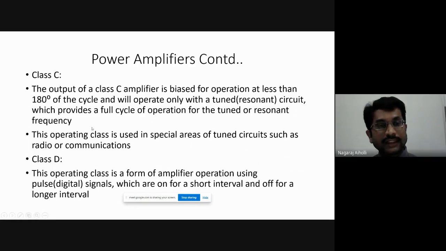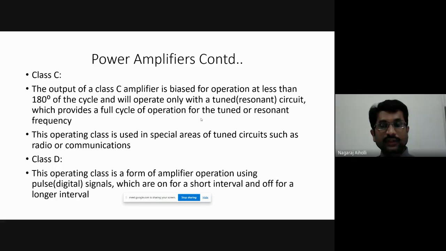Next is the class C power amplifier. The output of a class C amplifier is biased for operation at less than 180 degrees of the cycle. So this class C amplifier's operating cycle is less than 180 degrees, and it makes use of a tuned circuit or resonant circuit for providing one full cycle of operation.